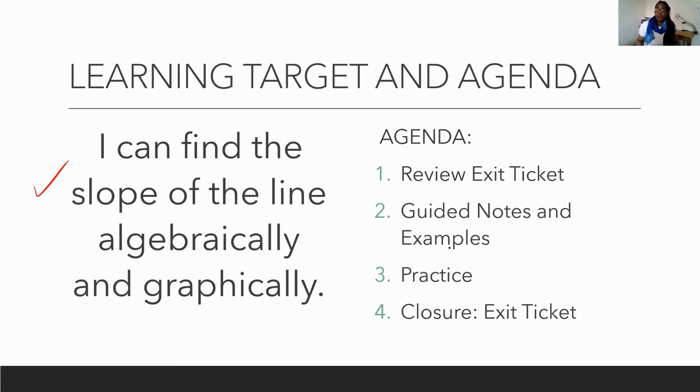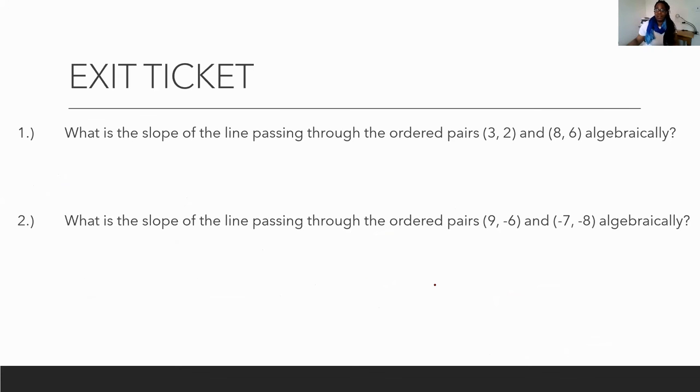All right? So we took care of the previous exit ticket, the guiding notes, the practice. Now we're going to work on this exit ticket for this particular lesson. So you have 2 questions, all right? For each of them, I want you to find the slope of the line, but make sure you pay attention to what the points are. So we have (3, 2) and (8, 6), and I want you to do both of these algebraically. If you want to start with a graph just to check your answer, you can, but I just want them algebraically. And for the second one, it's (9, -6) and (-7, -8).